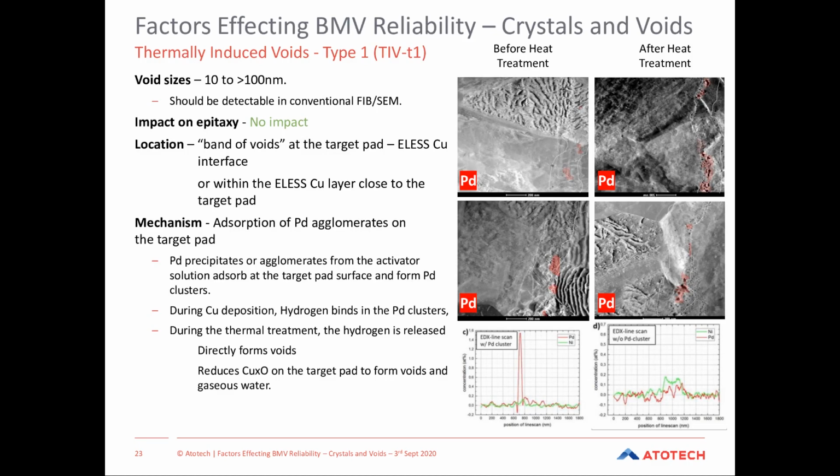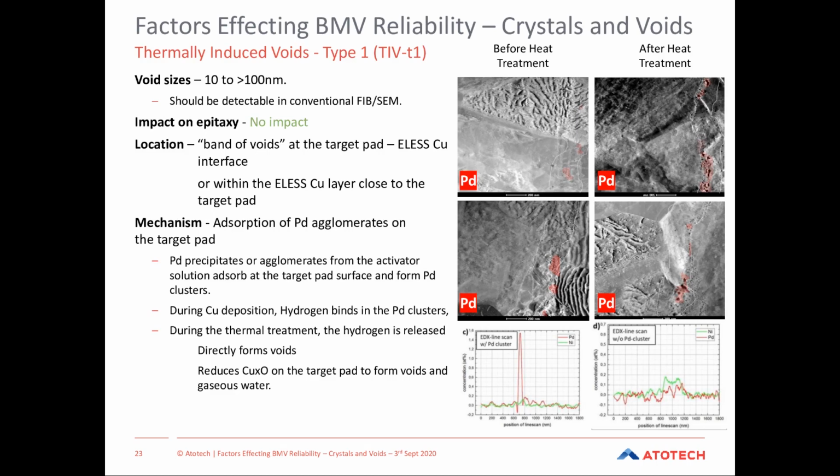What was interesting with a lot of the voids that we were seeing in many of those classifications is there is no impact on bottom-up recrystallization. So metallurgically, the structure looks great, but at a higher magnification, you start to see bands of voids within that structure itself. So no epitaxy changes, fully crystallized from the bottom up.